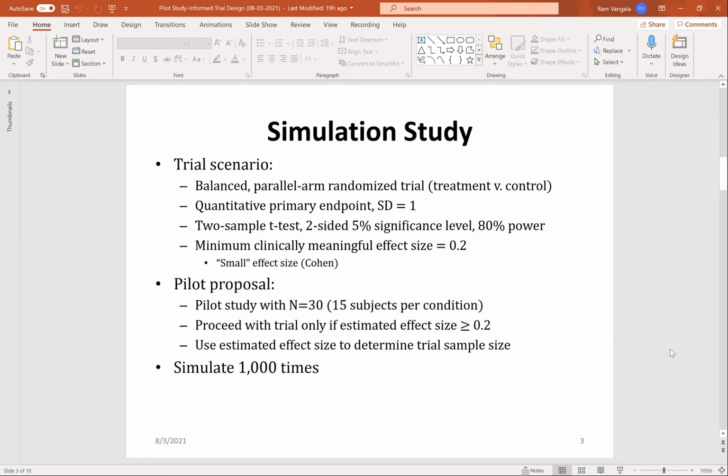The second thing we're going to do, if we do proceed to the trial, is use the effect size that we see in the pilot to do our power calculation. On the basis of that power calculation, we're going to decide the sample size for the trial and then run the trial with that sample size.